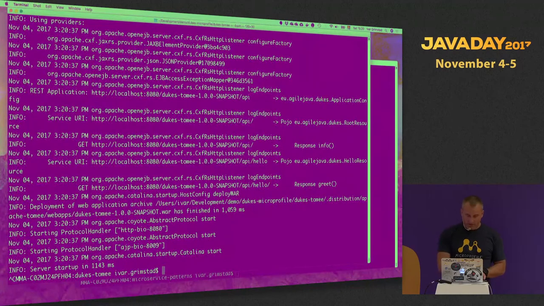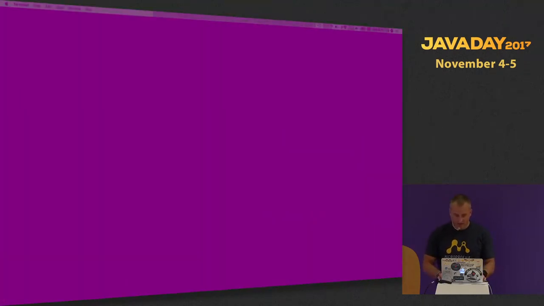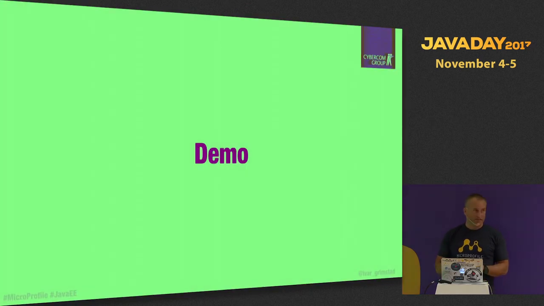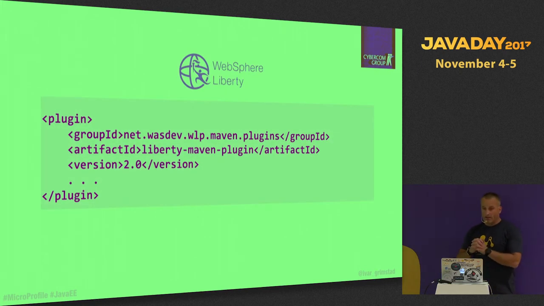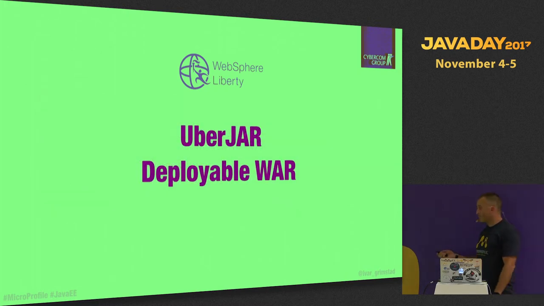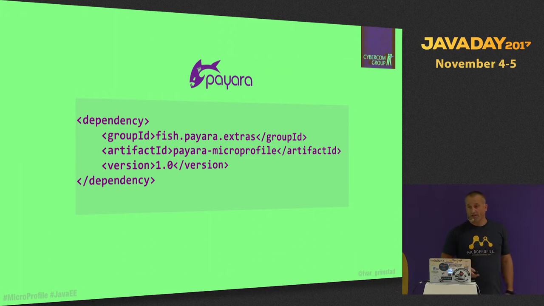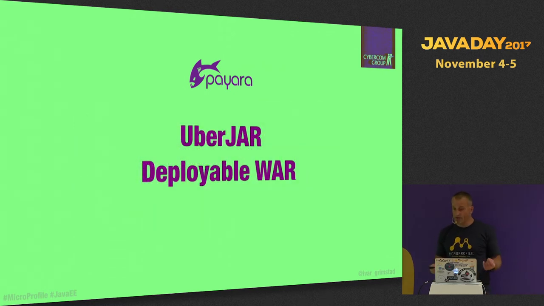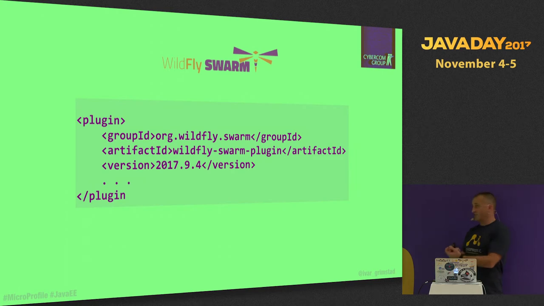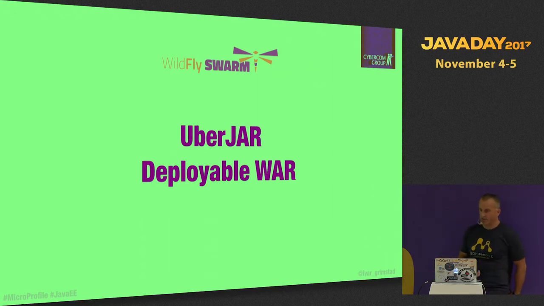So let's just jump back to the slides for a second and go on to later versions of MicroProfile. If we look at what we've done here, for WebSphere, we had the WebSphere Liberty plugin. We get an Uber JAR deployable war out of it. For Payara, you have the MicroProfile jar, and can use any Maven executable plugin to just create an Uber jar or a deployable war. For Swarm, you have the Swarm fractions you add to it, and you actually can get a deployable war or Uber jar out of it if you want that.